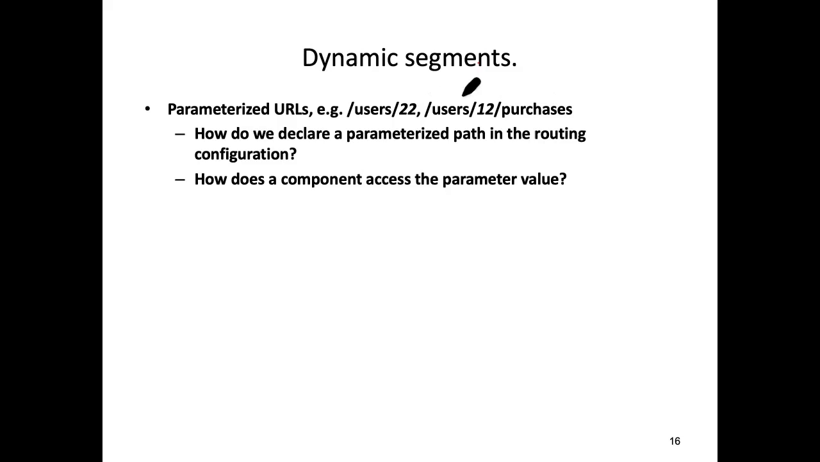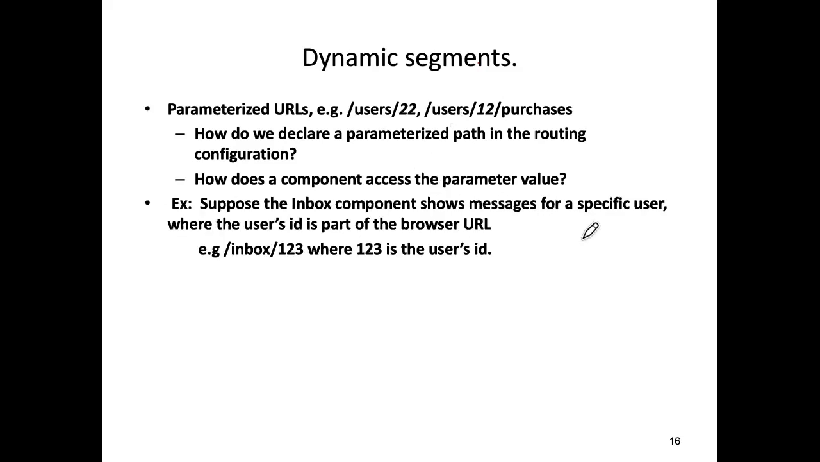Similarly over here, maybe the component that's mounted as a result of a browser showing this path name would display a list of purchases made by user number 12, but clearly the 12 here is a variable, or a parameter. So how do we express URL paths that have parameters buried within them in React? And secondly, how does the component actually extract the parameter in order to use it?